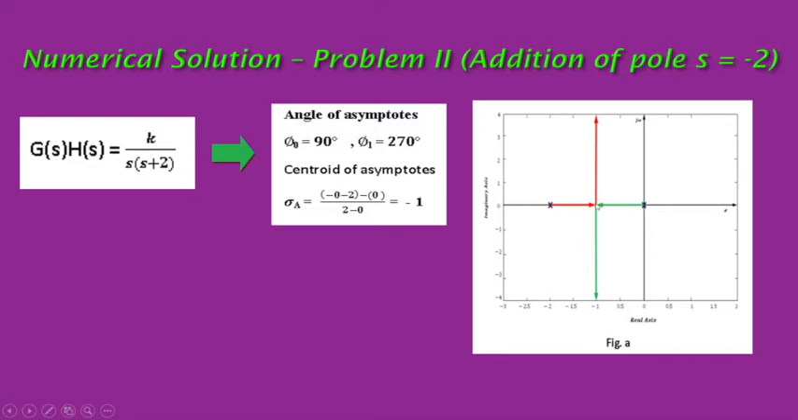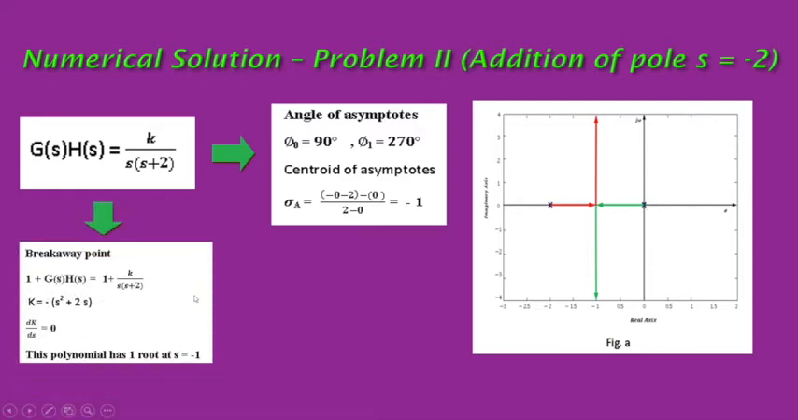From the centroid of asymptote, draw two asymptotes. One is at 90 degree angle, and another is at 270. That means 90, 90, 180 and then 90, so this is 270. So these two asymptotes are symmetrical with respect to the real axis.